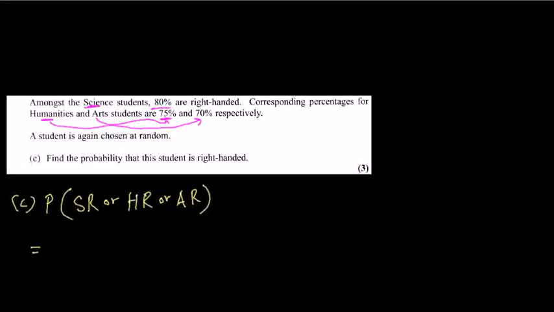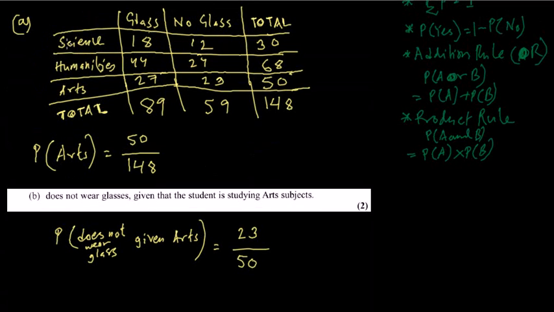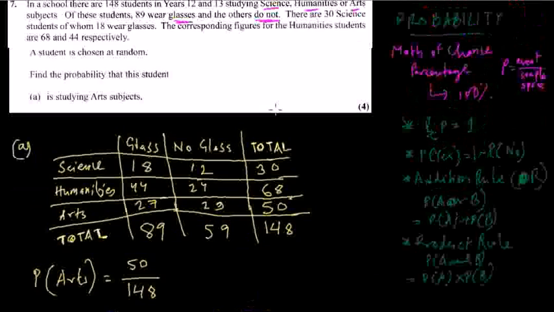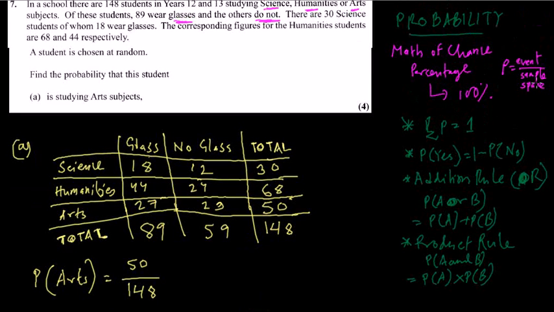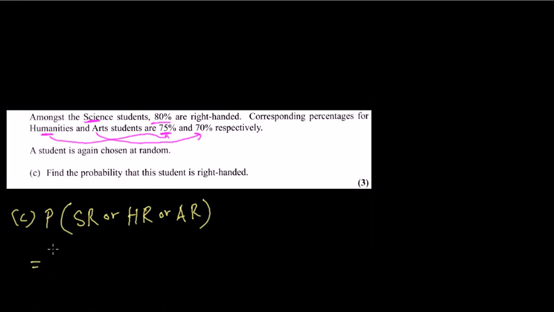Let's check the probability here. So probability of being a science student is, there are altogether 30 science students. That's the event, and there are 148 students. So probability of being a science student is 30 out of 148. Remember, probability means what you want divided by total. Sample space means total. So science student is 30, and you have a total of 148 students. So probability of being a science student is 30 out of 148. And right-handed means 80% are right-handed. So you multiply this with 80% means 0.8.